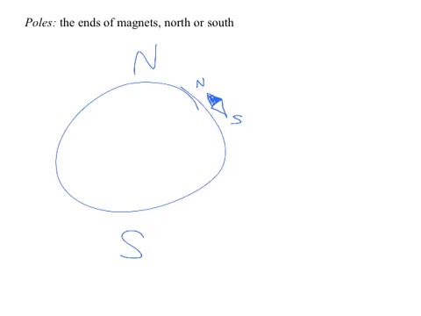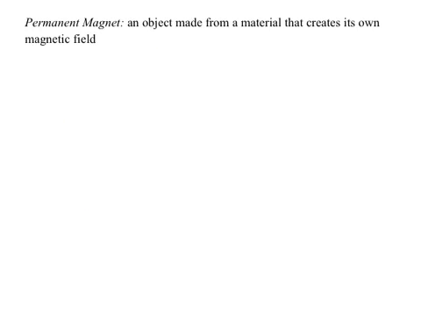All right, let's go to this. Permanent magnet is defined. Aaron, why don't you read it for us, nice and loud. A permanent magnet: an object made from a material that creates its own magnetic field. So it's made from a material like what? What's a material that creates its own magnetic field? There's one that's always talked about. Copper? Not copper. Lodestone.